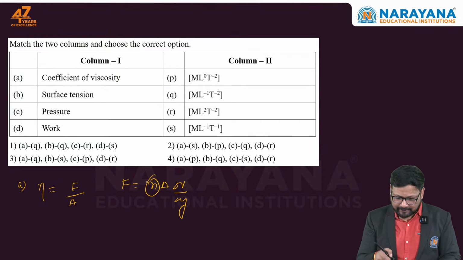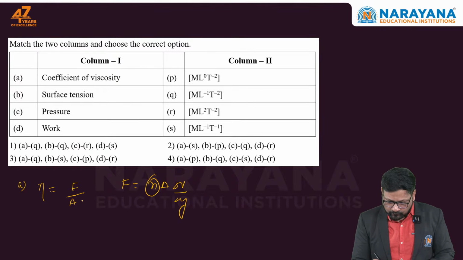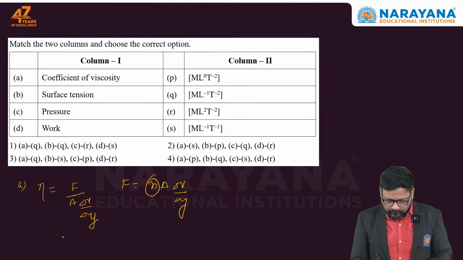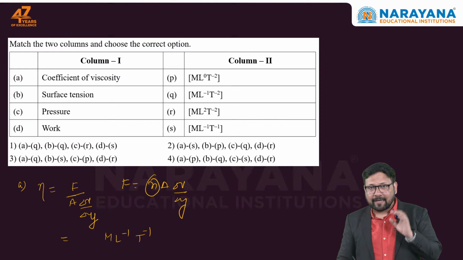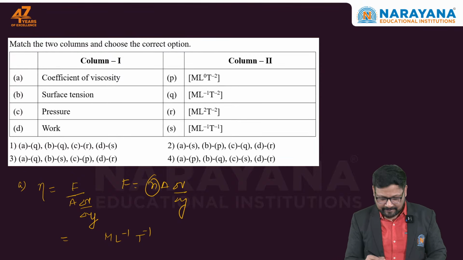So F by A, that is one, already there, pressure in the CGS, divided by velocity gradient delta V by delta Y. So that way also you can do, or if you know its dimension, that will be ML^-1 T^-1. Writing that, if you are deriving it, already the C option is with you. Pressure you will already write in this F by A.